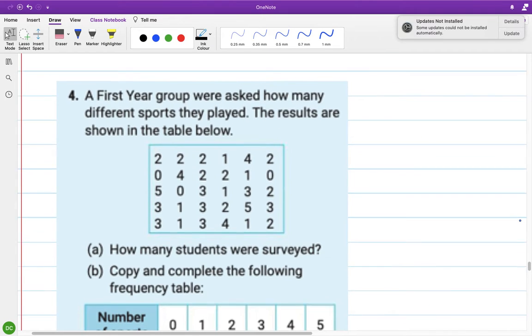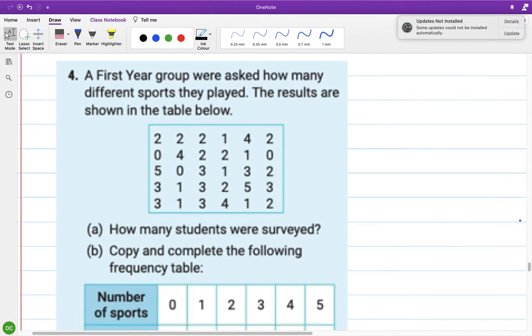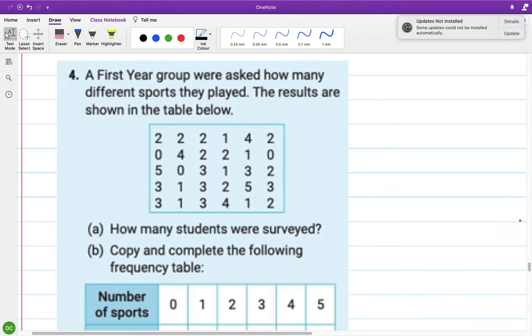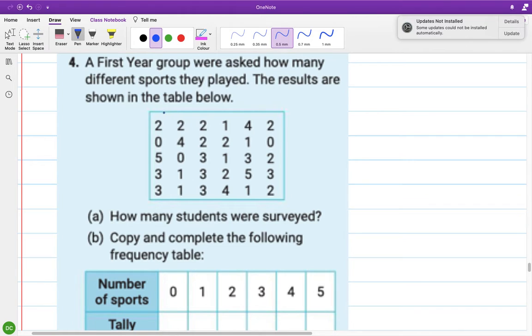I'll do this and then I'll move it back up. So a first year group were asked how many different sports they played. The results are shown in the table below. Okay. So how many students were surveyed? So 1, 2, 3, 4, 5, 6. 1, 2, 3, 4, 5. So that should be 30.